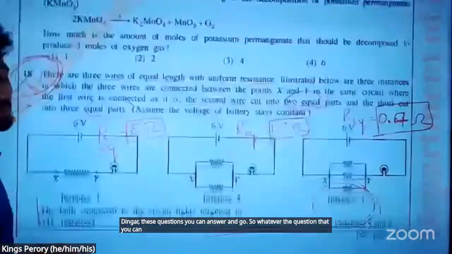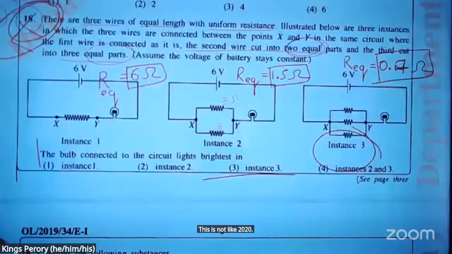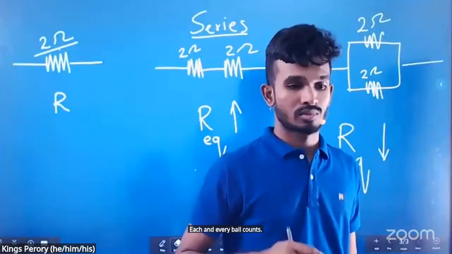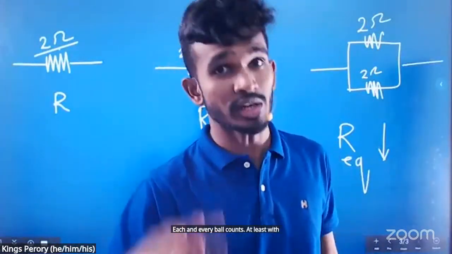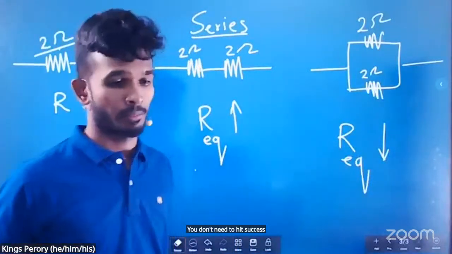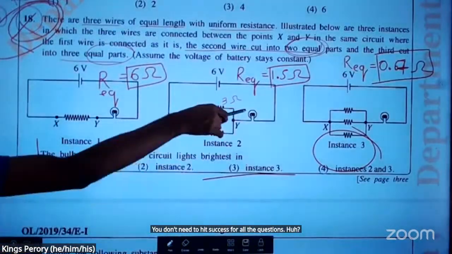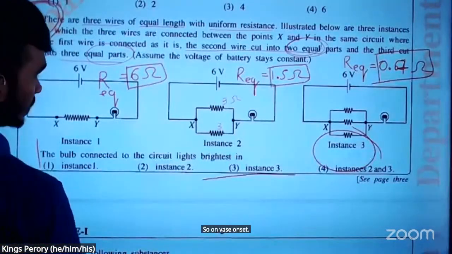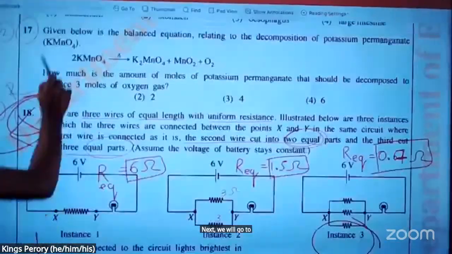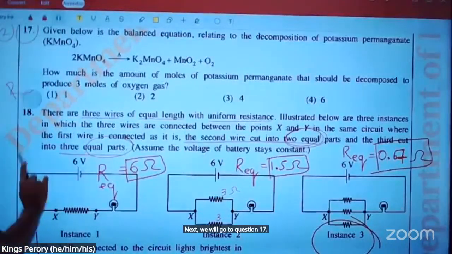It's like a test match. This is not like 2020. Each and every ball counts. At least with 1 score, you can score. You don't need to hit sixes for all the questions. So the answer is option 3, right? Next, we will go to question 17.